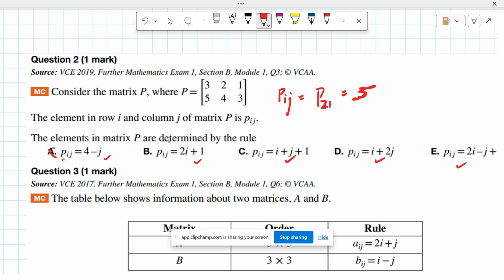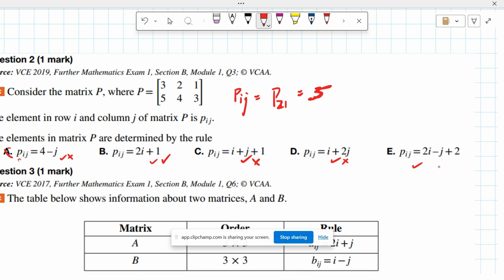So 4 minus j equals 5? No, I don't think so. And 2, that's correct. And that's not correct. And that's not correct as well. And the last one, let's have a look. 2i, which is 4 minus 1 is 3, plus 2 is correct. So what we have is B and E.